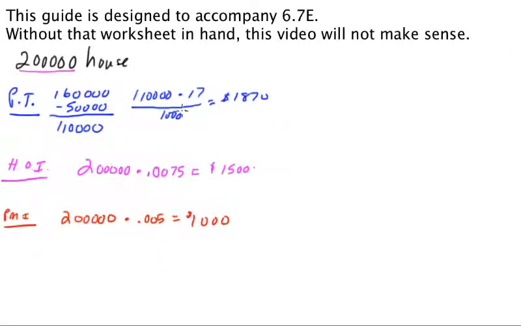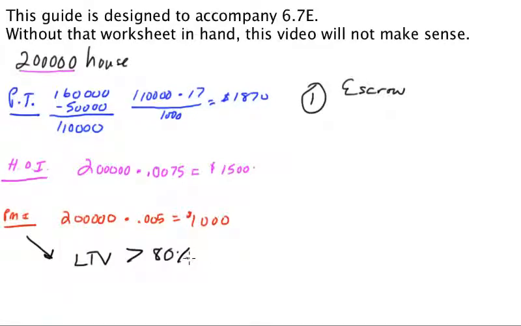Question 1 says, what is the escrow if you have a loan to value of 80% or lower? Well, if you have a loan to value of 80% or lower, remember, you only have to pay PMI if loan to value is greater than 80%. And I'm not going to give you 80.2%. Okay, so for number 1, there is no PMI. So to find our escrow, we take 1870 plus 1500. Get that number, which is going to be 3370, I believe. Okay, that's 3370.